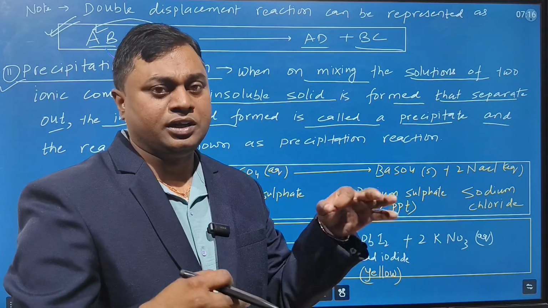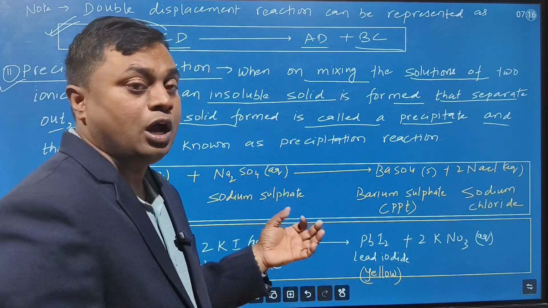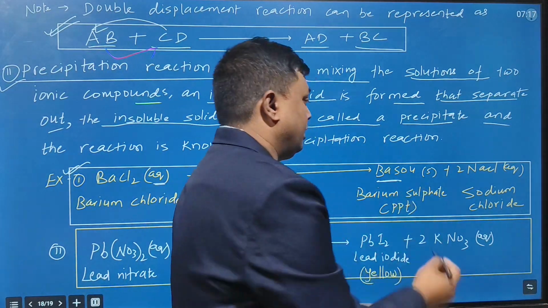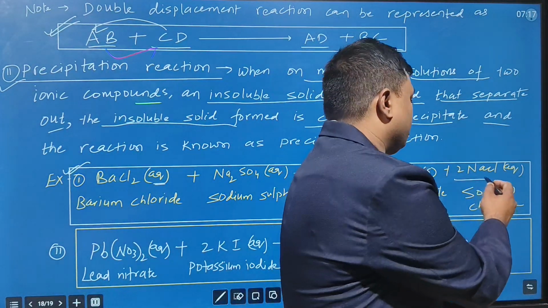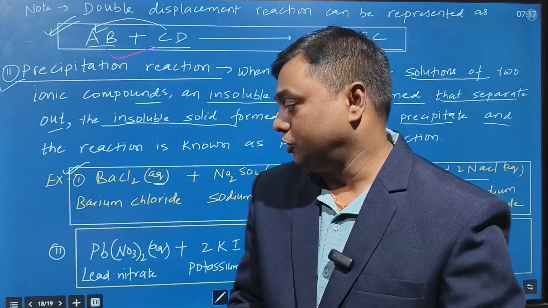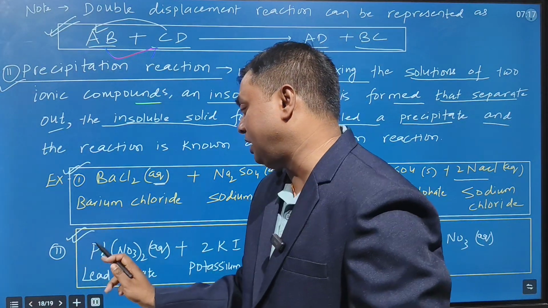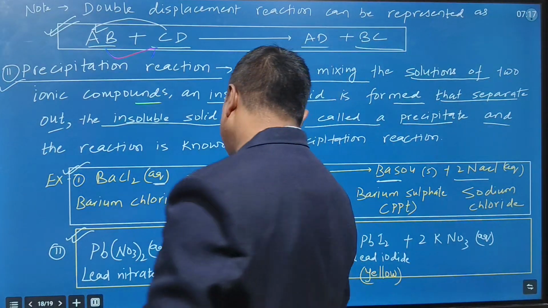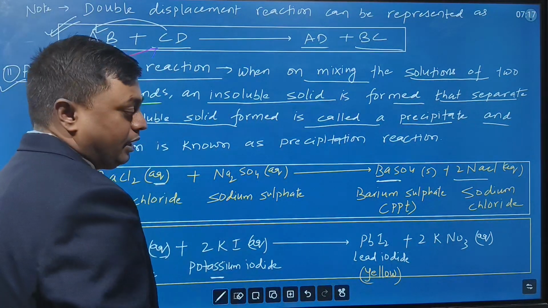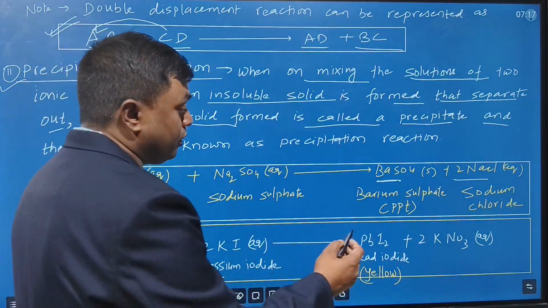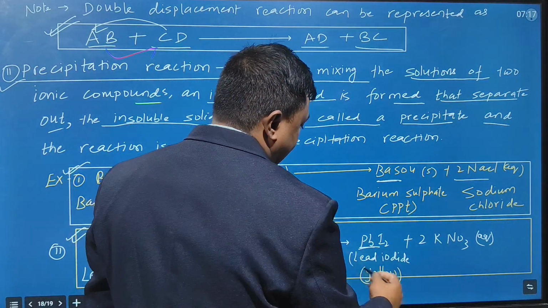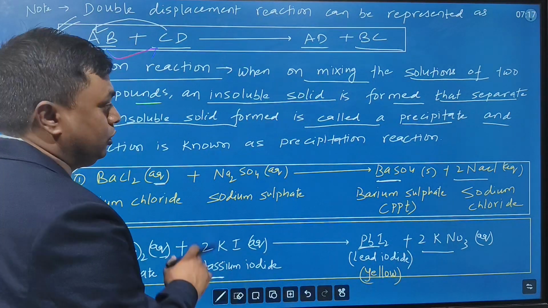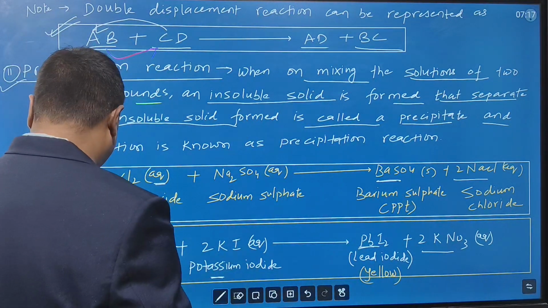Take 20 ml of water, dissolve, and you will get a colorless solution. Upon mixing, you will get a white color precipitate, which is nothing but barium sulfate, along with the aqueous solution of sodium chloride. Another reaction you can remember: the reaction of lead nitrate, aqueous Pb(NO3)2, with potassium iodide gives rise to a yellow precipitate of PbI2, that is lead iodide, plus 2KNO3 aqueous. These reactions we need to practice.